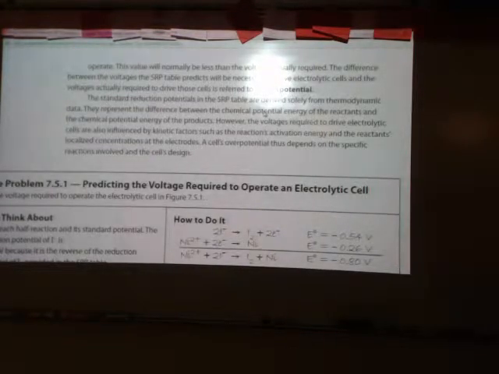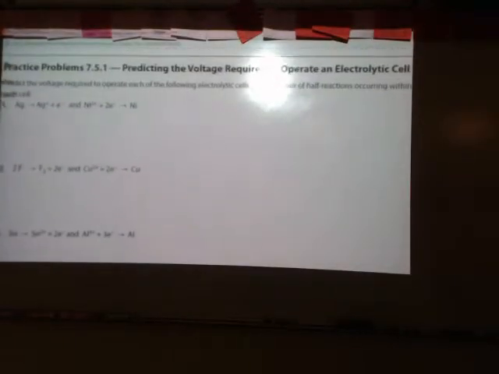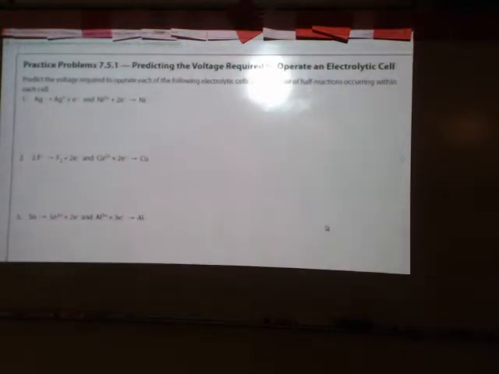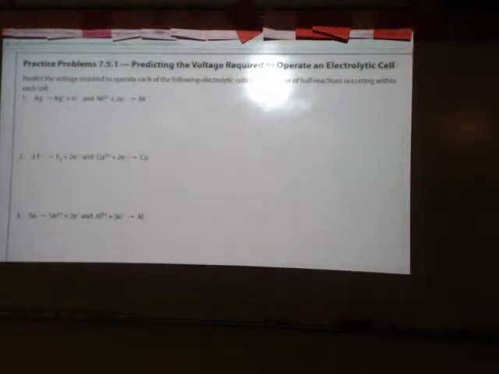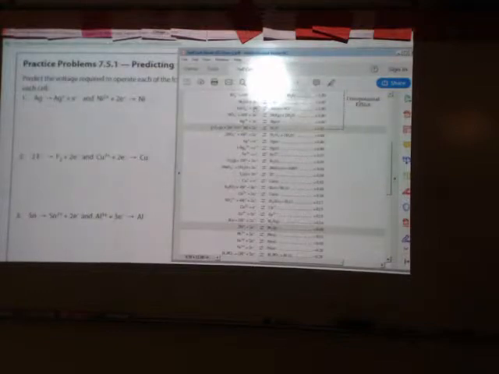Okay? So I'm going to jump straight into the practice problems. So let's take a look here at predicting the voltage required to operate an electrolytic cell. I'm going to do number 1, and then I will have you do number 2. So if I bring up my SRP table here, the half reactions as they are written in this practice problem are the way they will occur in the electrolytic cell, so we don't have to reverse anything. Okay? We just need to find them.